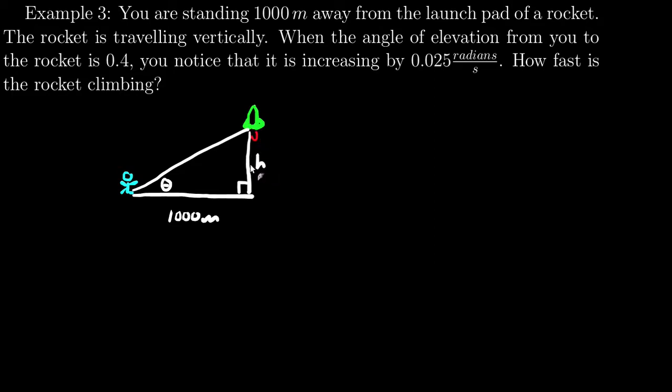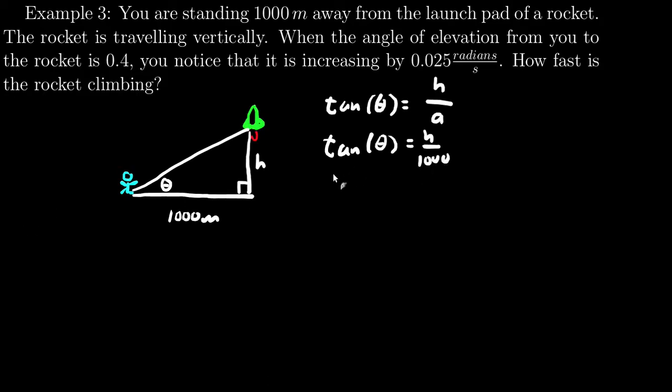And so what this means is the equation that relates all of the pertinent variables is tangent of theta is equal to h over the adjacent, the height over the adjacent. But in here, you're not moving. This 1,000 meters is not changing. It's a constant. So I can save myself a lot of trouble and quotient rule by realizing that this will just be h over 1,000. And now I can take the derivative.